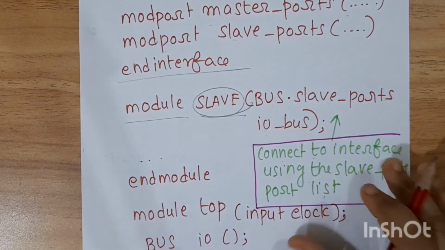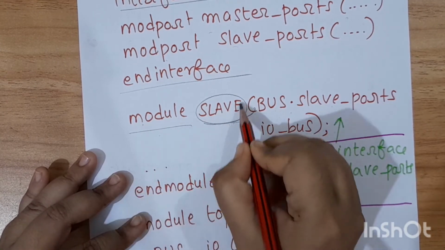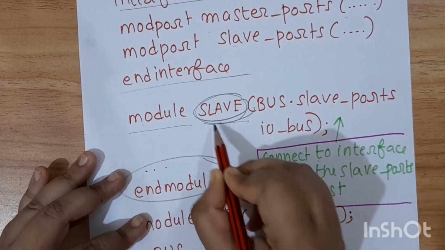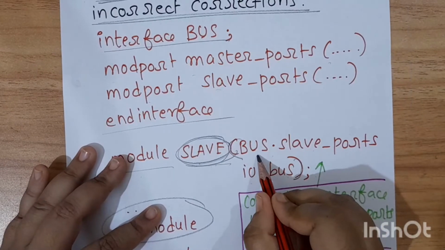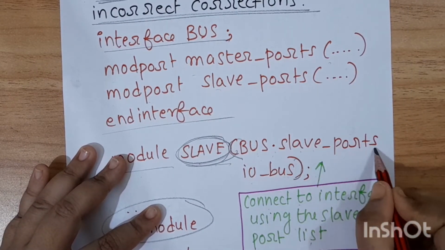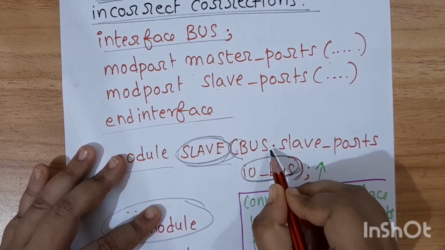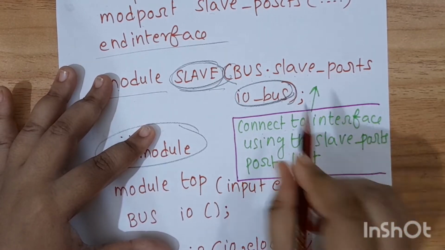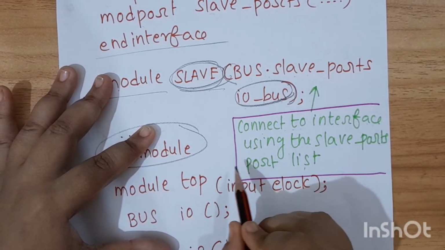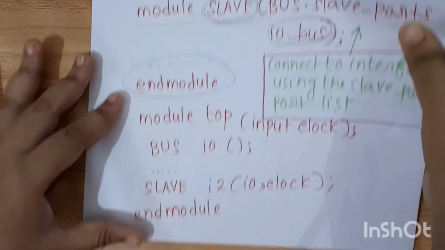Now here is module slave, and end module. So module slave is there. The connection is not generic. It is bus dot slave ports, and IO bus is of type bus dot slave ports. So connect to interface. Here the connection has been done to the interface using the slave ports port list.